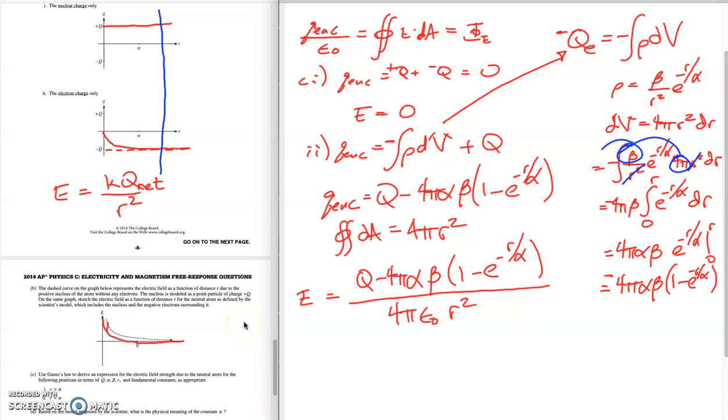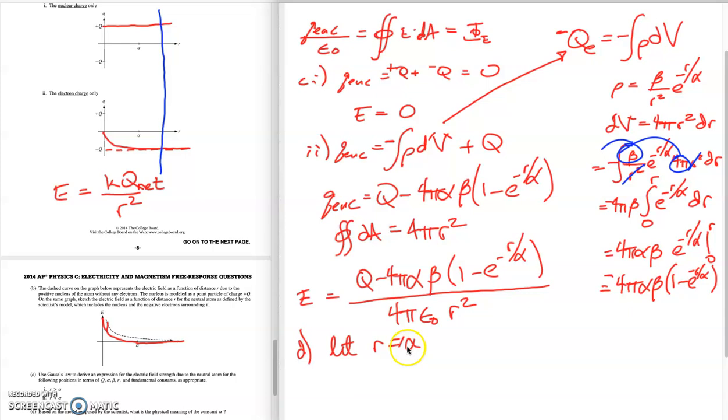Okay, part D. Based on the model, what is the physical meaning of the constant alpha? Okay, let's take a look back at this constant alpha. Suppose we let r equal alpha. What happens then to this whole expression? So if r is equal to alpha, we have alpha over alpha, and that's 1. And we've enclosed all of the electron's charge, 100% of it. And that means our Q enclosed is all of the charge that's available to this atom.